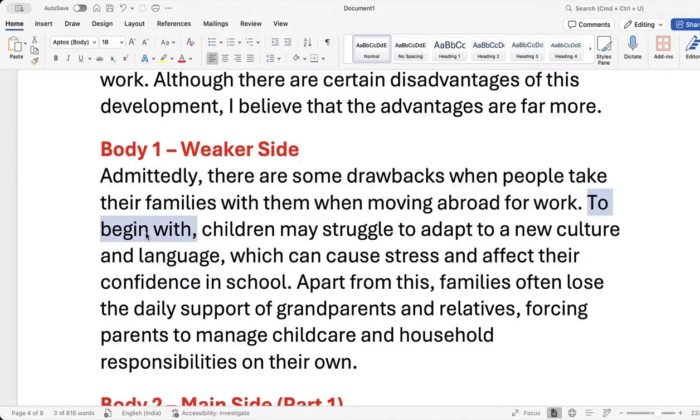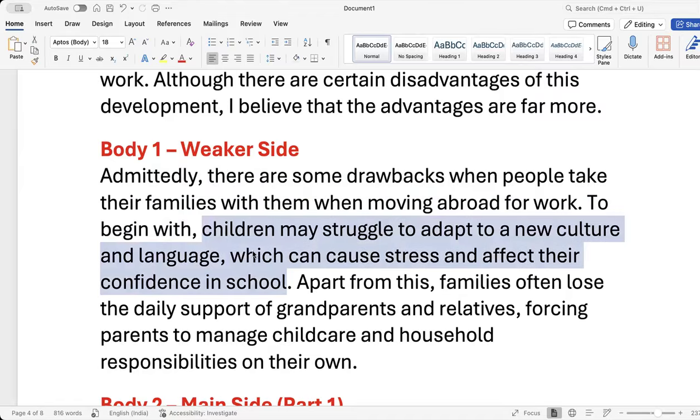If I use other connectors, I've seen the main problem is that sometimes students are not able to combine it properly into a sentence. So "to begin with" makes it simpler for students. They don't make grammatical mistakes when they use this connector. And then I just write my point.